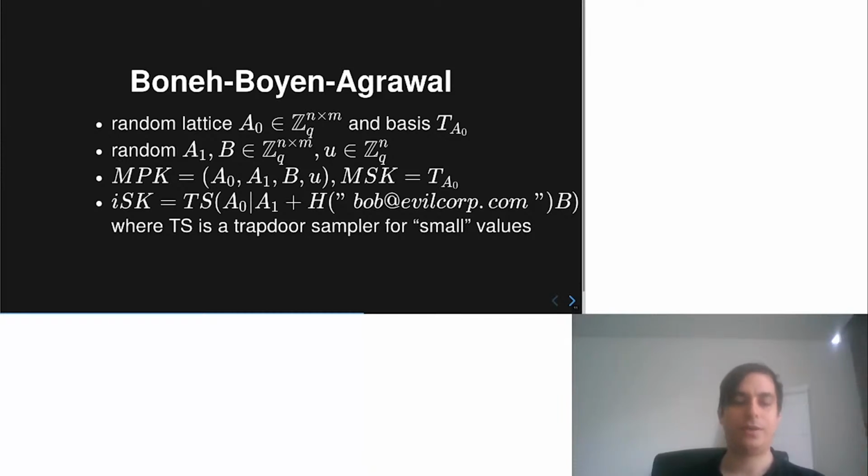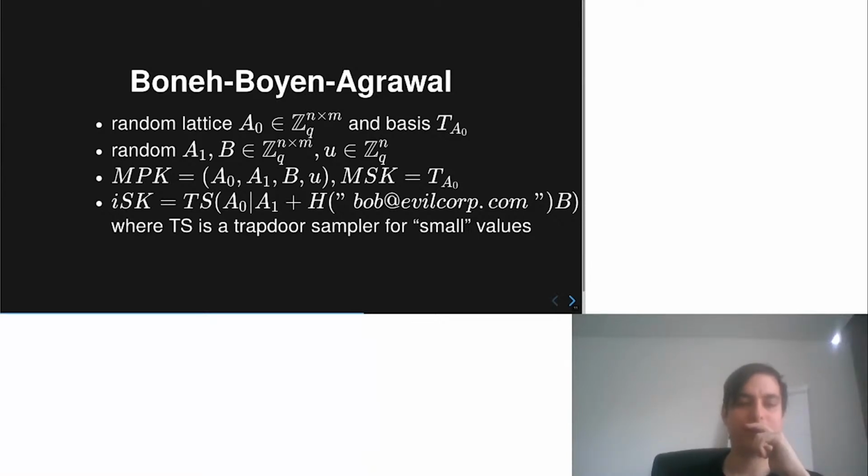For the other public parameters, we have two other uniform random lattices and a random vector in the finite field that we used to define our lattices. So this will be MPK.